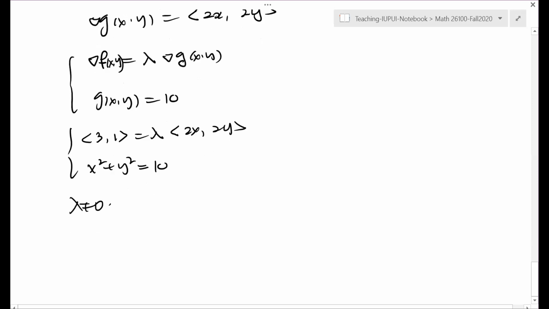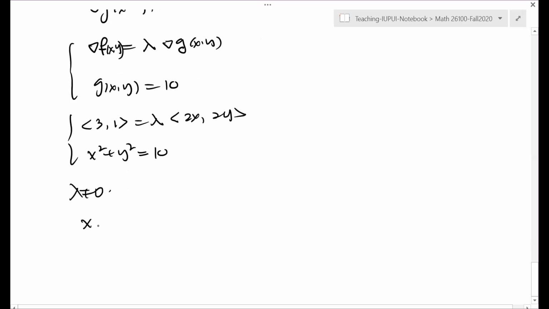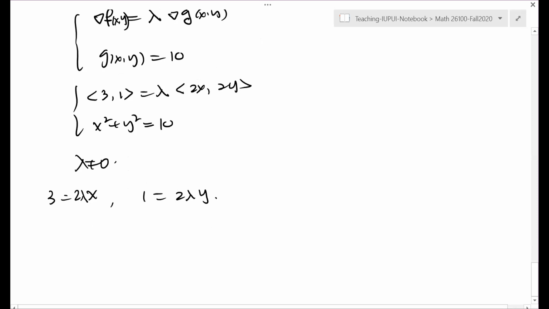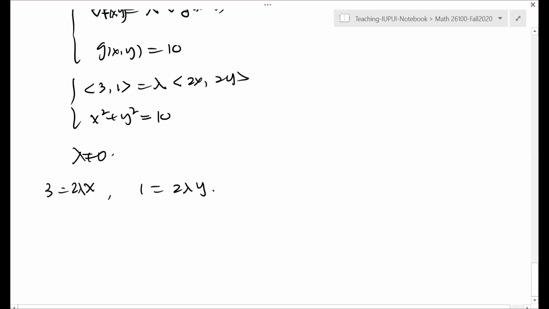Lambda definitely is not going to be 0, clearly, otherwise the right hand side is 0. So comparing components, 3 equals 2 lambda x, and 1 equals 2 lambda y. This is the vector equation above. So you will get x equals 3 over 2 lambda, y equals 1 over 2 lambda.